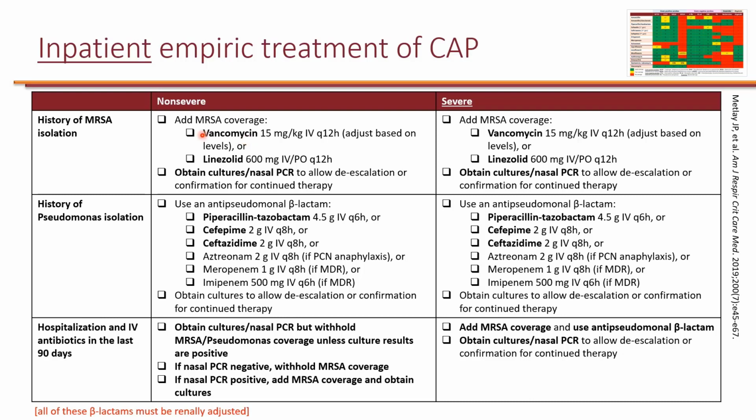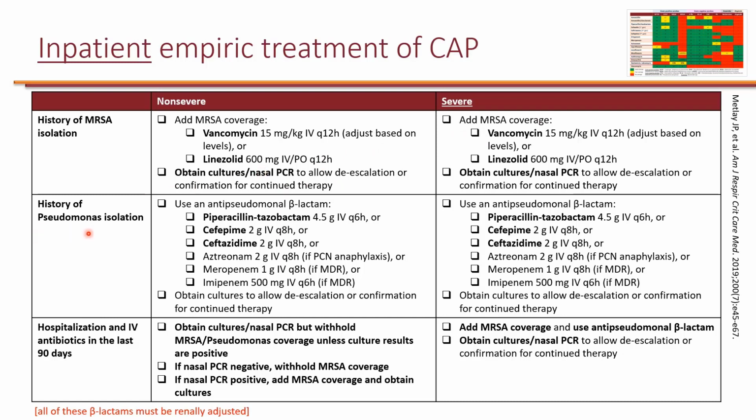Now, they also say that since you are adding MRSA coverage, it's also important to make sure that you obtain cultures, so sputum culture, as well as MRSA nasal PCR, in order to either de-escalate therapy, meaning that if you don't grow MRSA, you will basically discontinue vancomycin or linezolid, or if you do actually grow MRSA on the culture, or if the nasal PCR tests positive for MRSA, then you know that you did the right thing and you will continue therapy. So that's the same thing for either severe or non-severe.